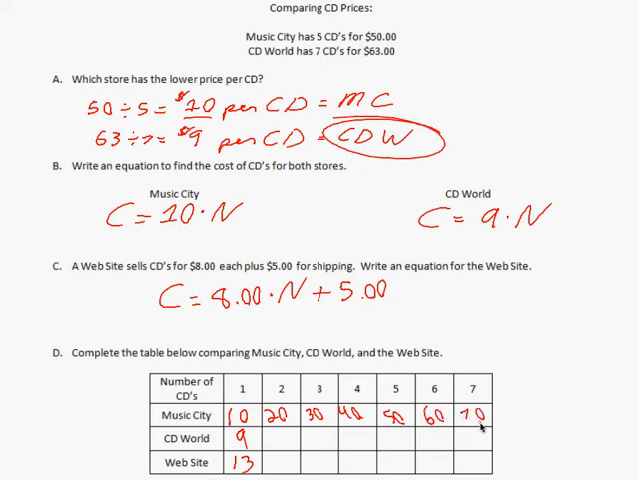CD World counts up by 9, so we have 18, 27, 36, 45, 54, and 63. And then the website is going to count it by eighths. So we're going to start at 13 and count it by eighths because it's $8 each for every additional CD. So 21, 29, 37, 45, 53, and 61. So that is our rate table.